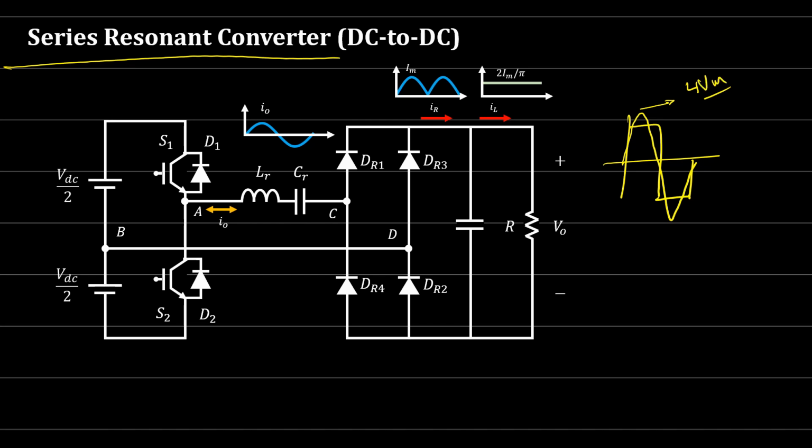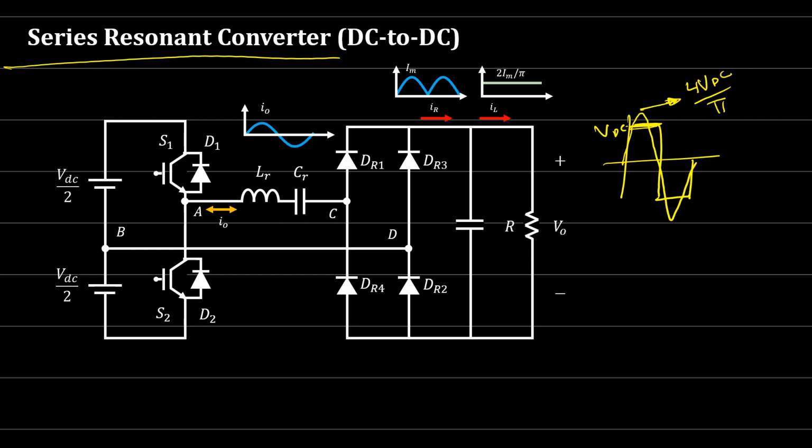4V maximum over pi. Okay, let's say this is V maximum or VDC. So this is 4VDC over pi. If the maximum of the square wave is a VDC voltage, then the maximum of the sine wave, the fundamental frequency harmonic, is equal to how much?